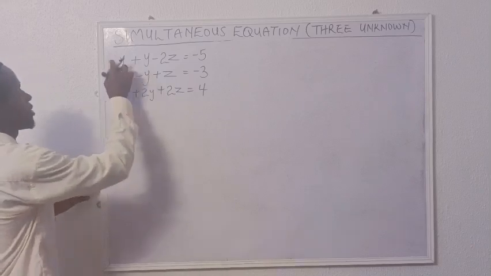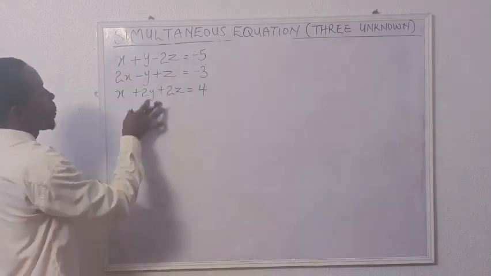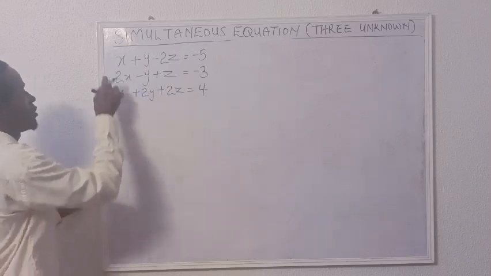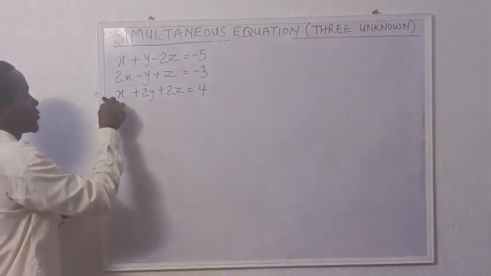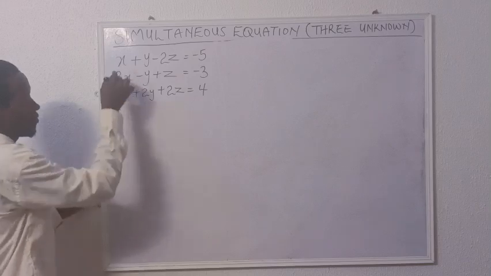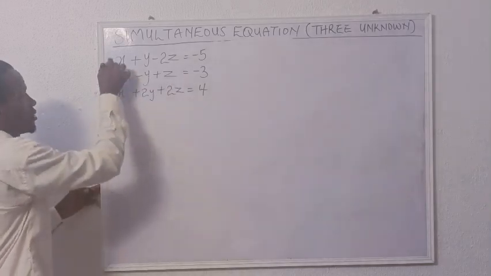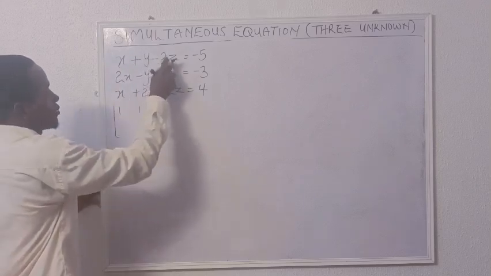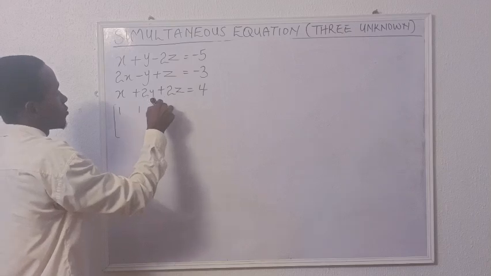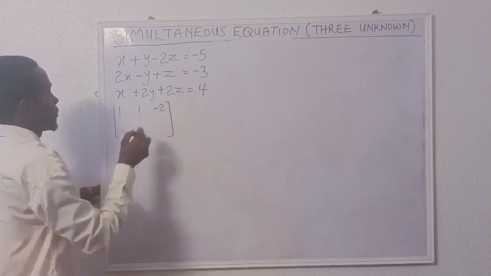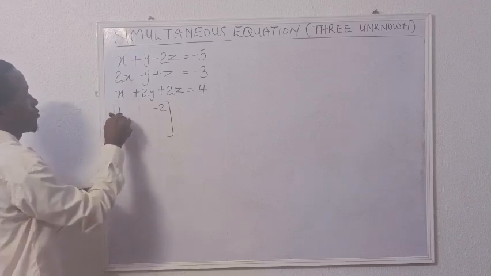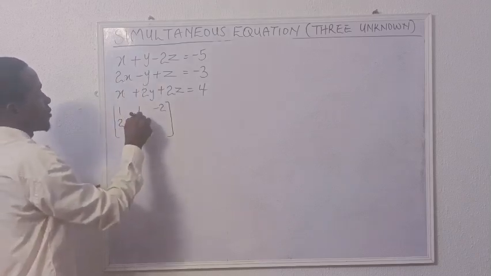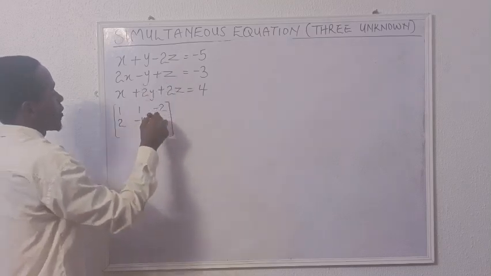The first thing we do is to write out the coefficients of all these unknown variables. So the coefficient of x here is 1, in the form of a 3 by 3 matrix. The coefficient of y here is also 1. The coefficient of z here is minus 2. The coefficient of x here is 2. The coefficient of y here is minus 1.